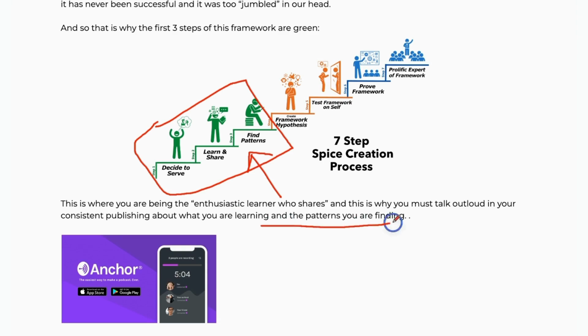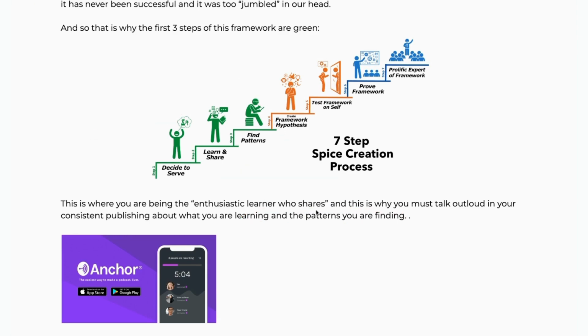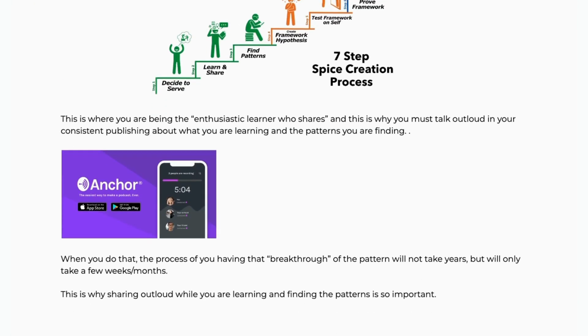So that way you're learning about the patterns and you're sharing those patterns that you are finding, right? And so when you do that, like I said, you will expedite that process of having that breakthrough. Instead of it taking years for you to happen, it will only take a few weeks and a few months. And so that's why sharing out loud what it is that you are learning is so absolutely important.